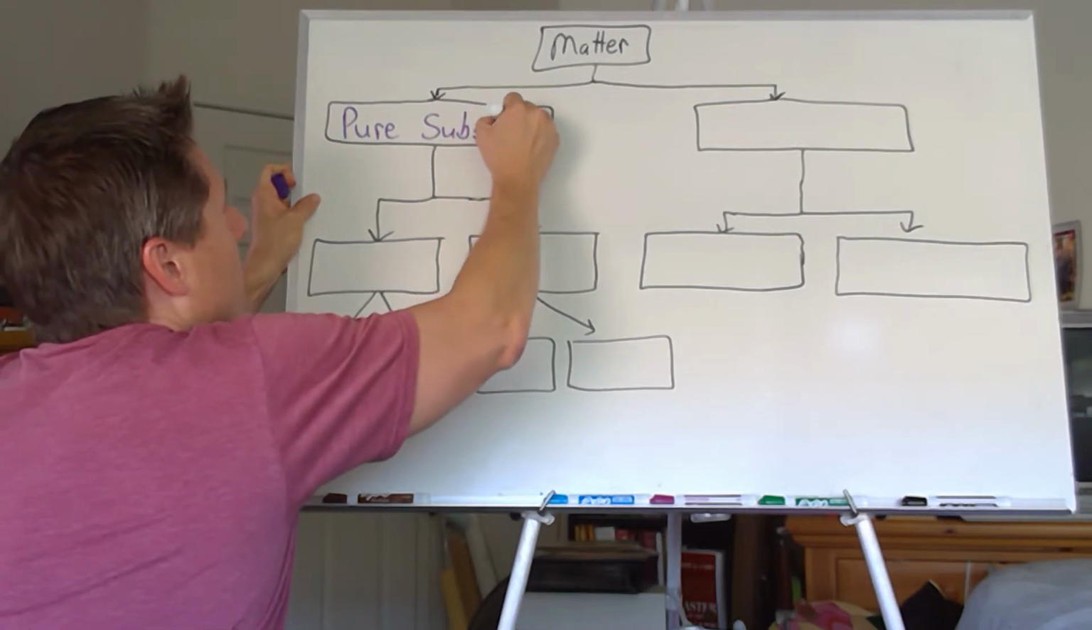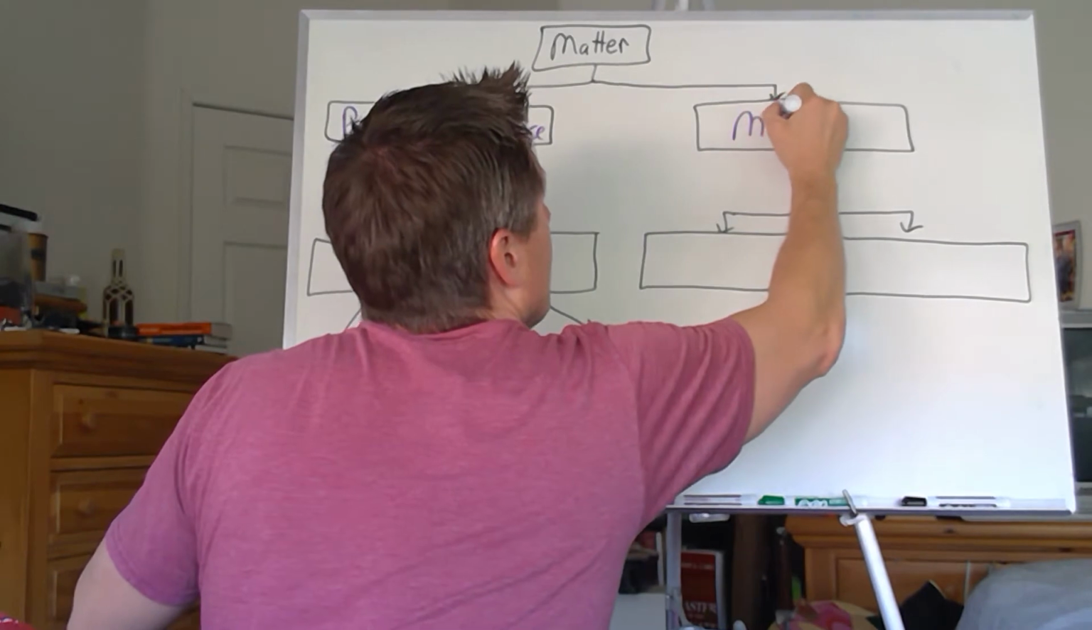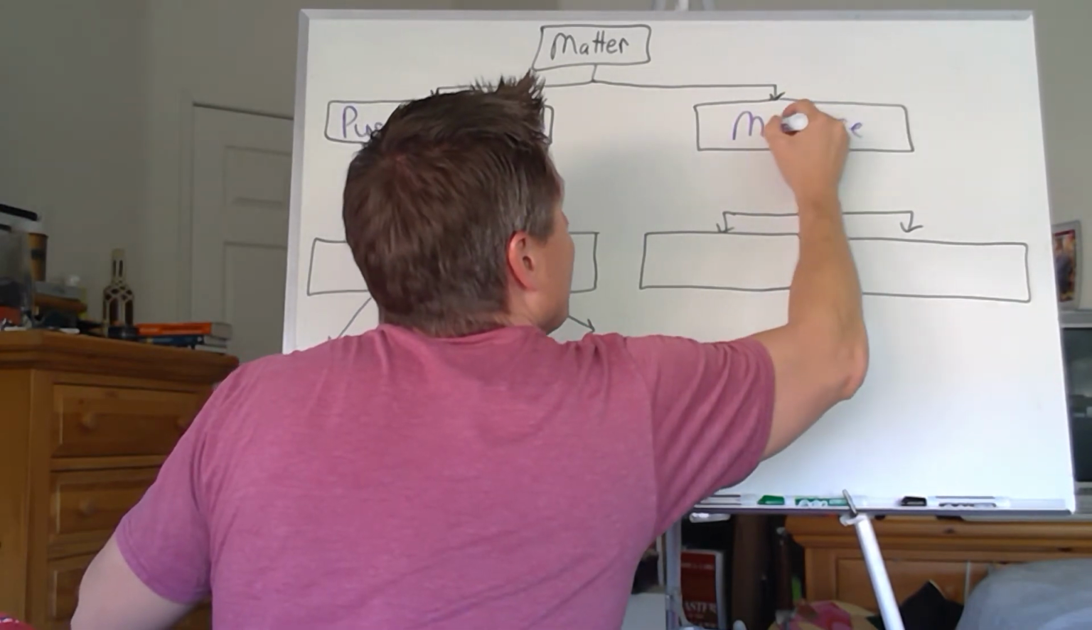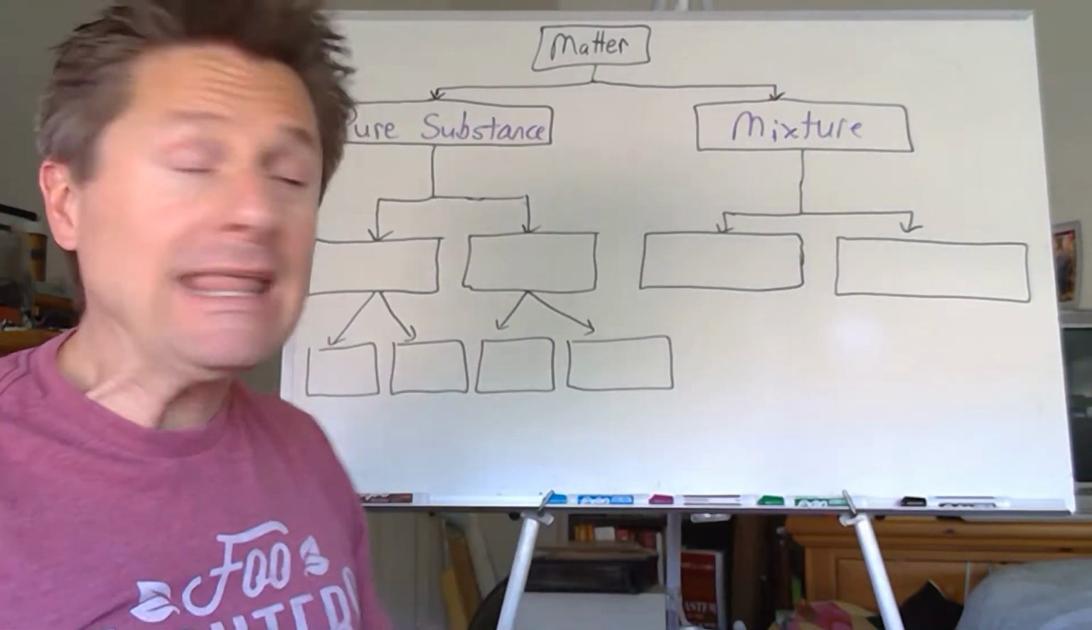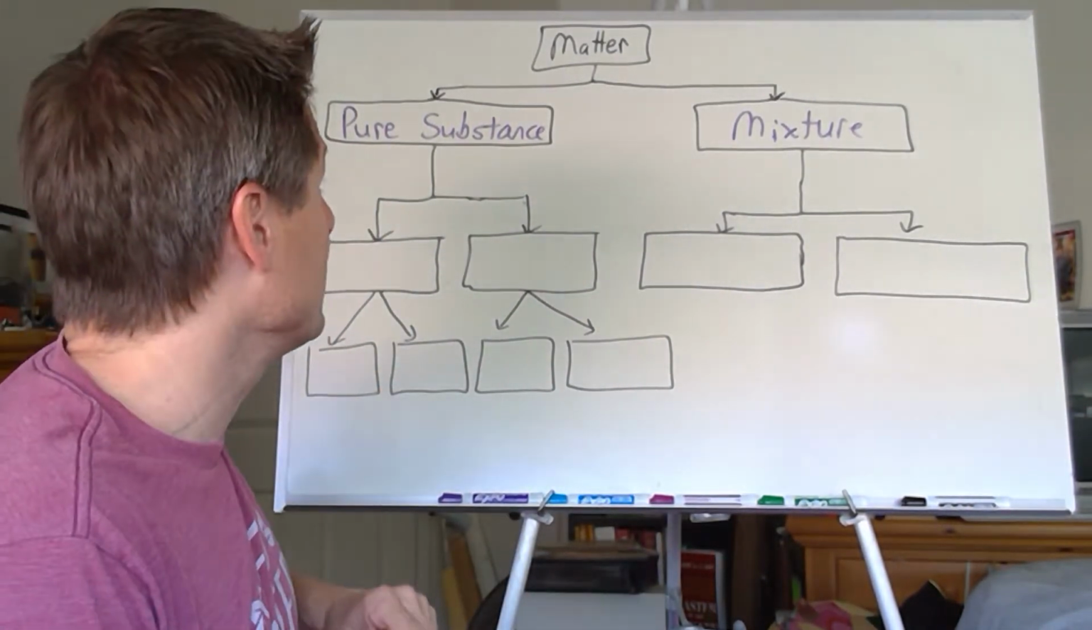Write that in. Put the pure substance there. And then put the mixture right there. Fundamentally, the most simplest way to break things down. It's either a mixture or a pure substance.